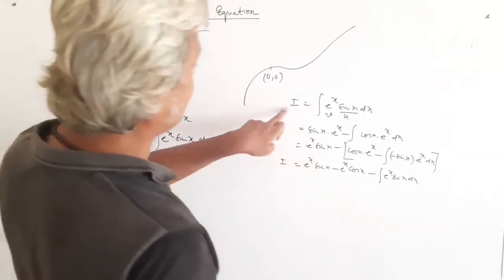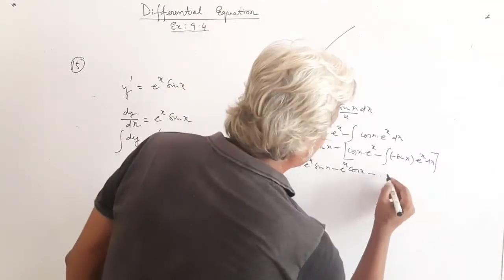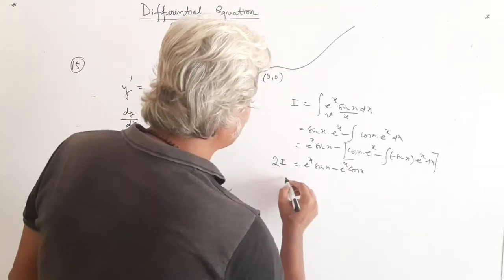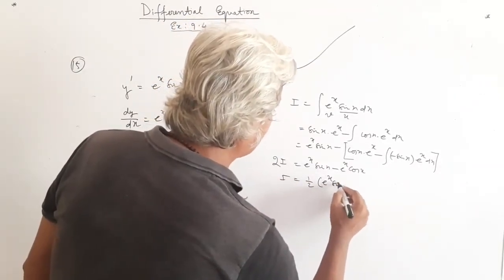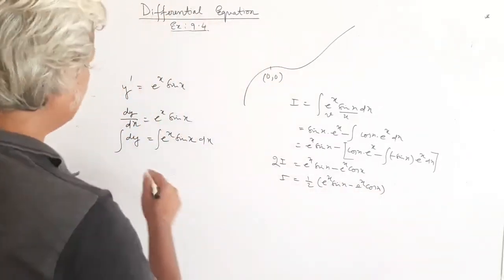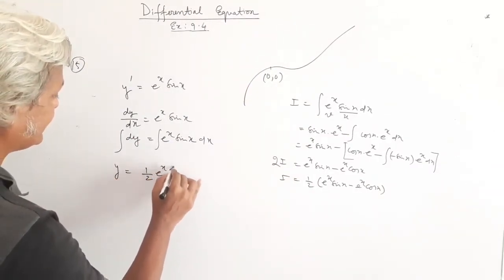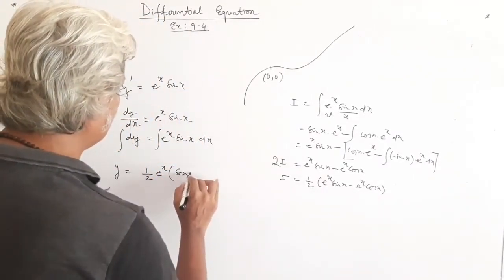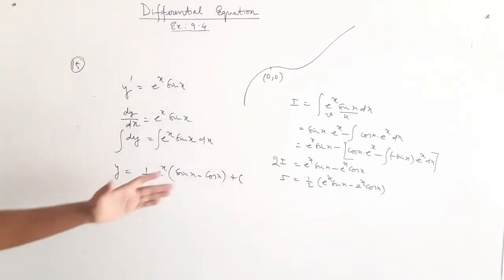Now if you see, I equals e to the power x sin x minus e to the power x cos x minus I, so this part can be written as I. This comes on this side, becomes 2I. And then what is I? I is half of e to the power x sin x minus e to the power x cos x. Then my y here becomes y is half, I take e to the power x also common, then sin x minus cos x, plus c, that is the constant of integration.